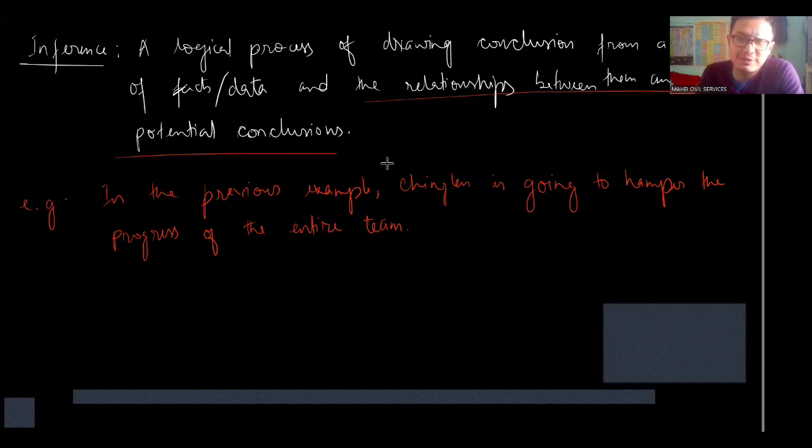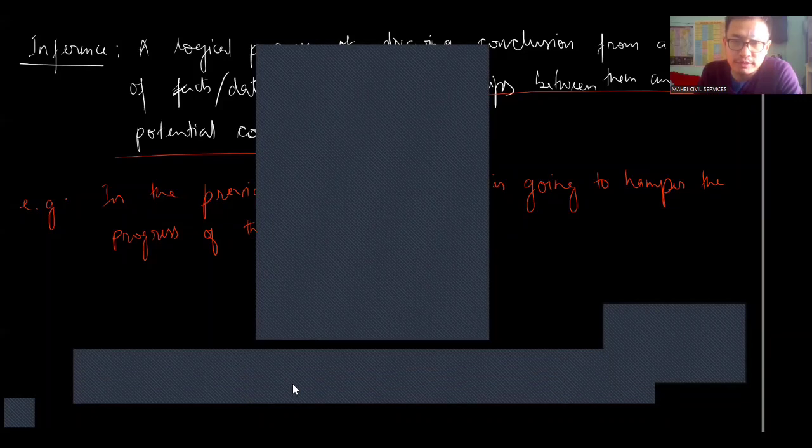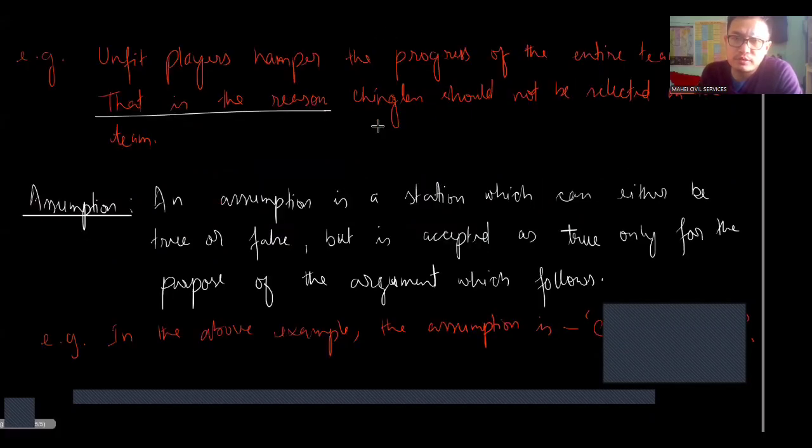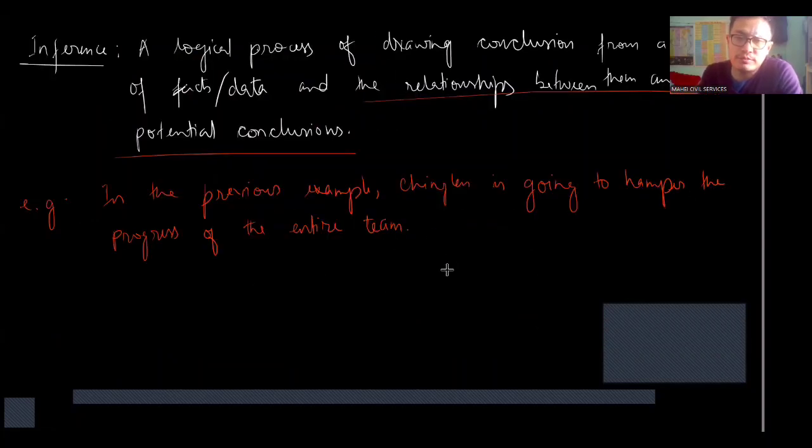So again, in the previous example, Chinglen is going to hamper the progress of the entire team. This is an inference. The unfit players should not be selected so high, that is the inference. Unfit players hamper the progress of the entire team, so Chinglen should not be selected. See, the unfit players should not be selected is higher-level inference. That's very good.